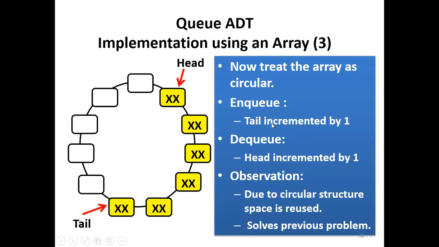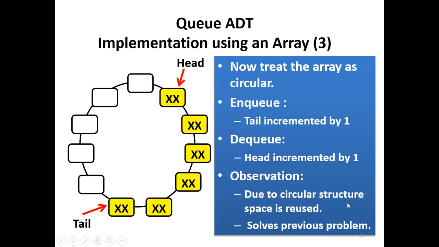Then implementing using an array 3, we consider using a circular array, or the array as a circle. Here we have the head and the tail. The head is where the first to go out leaves, and the tail is the entering point. To enqueue, we have the tail incremented by 1. But to dequeue, we have the head incremented by 1. So this is the approach. If you want to enqueue, the tail will be incremented by 1, but if you want to dequeue, the head will be incremented by 1.